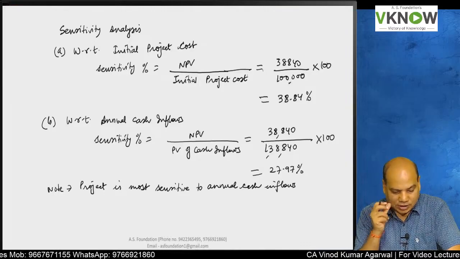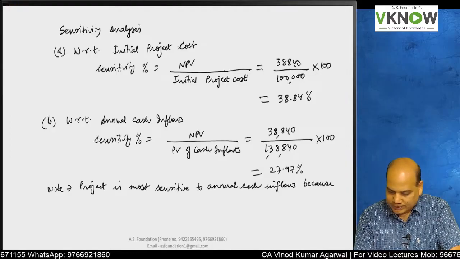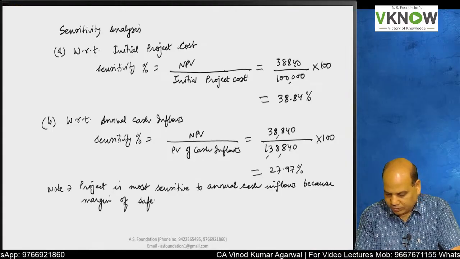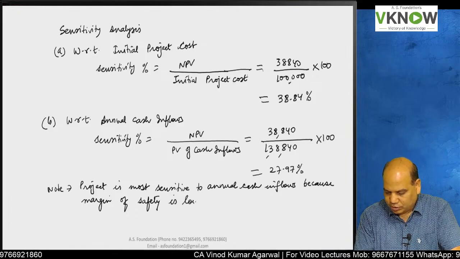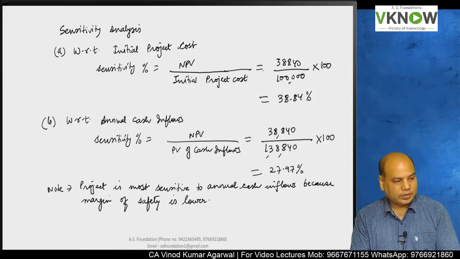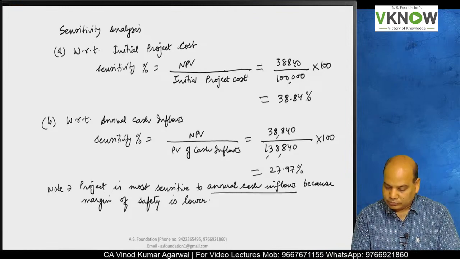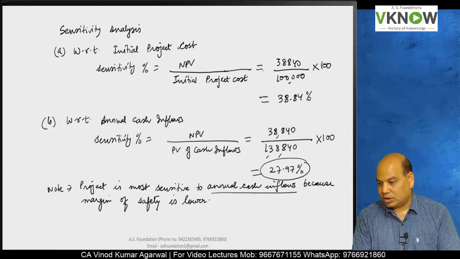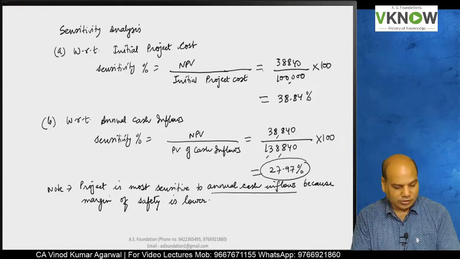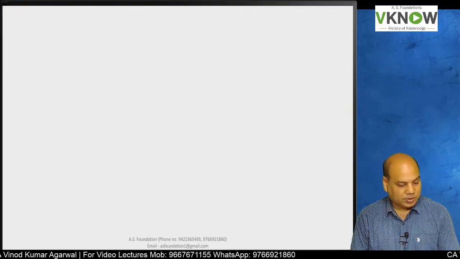Most sensitive to annual cash inflow because margin of safety is lower. Right? All of you are right, those who have replied cash flow. Relatively, annual cash flow will impact the project more because we have less margin of safety. So that was a question, simple question. We can expect such basic question in the exam.